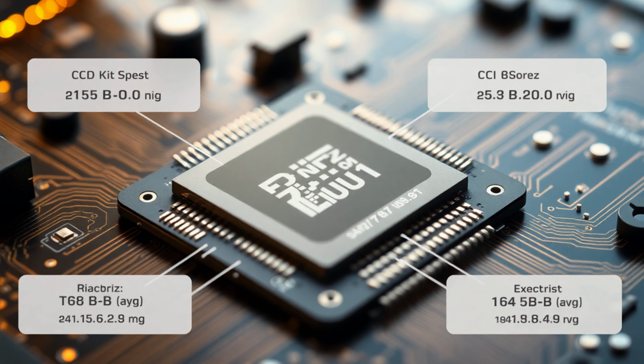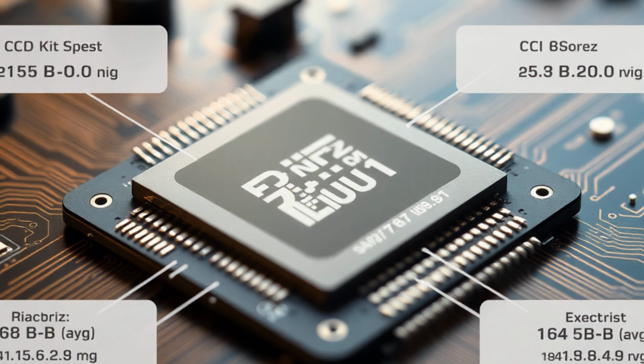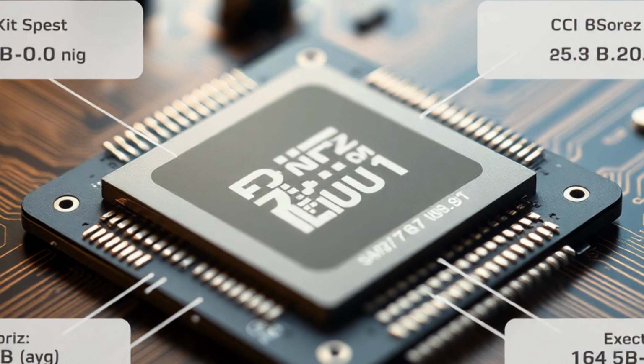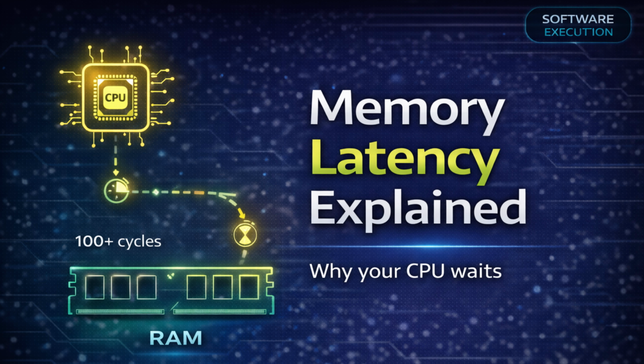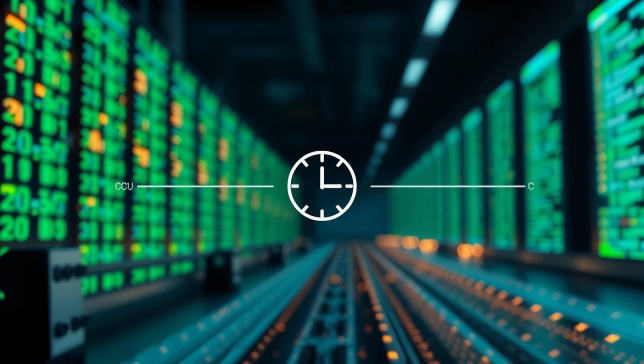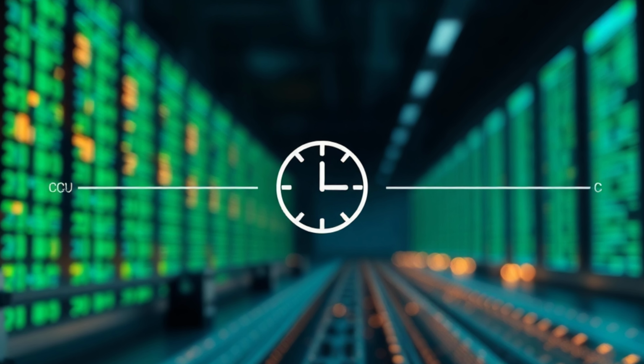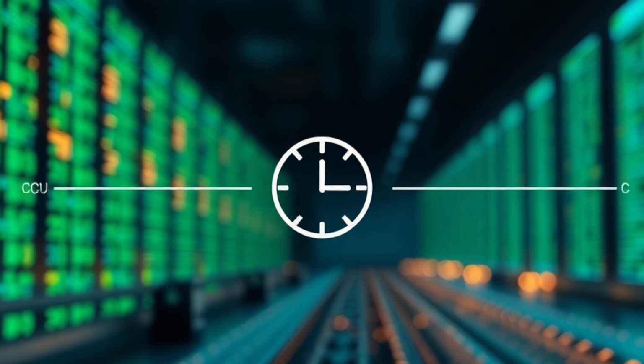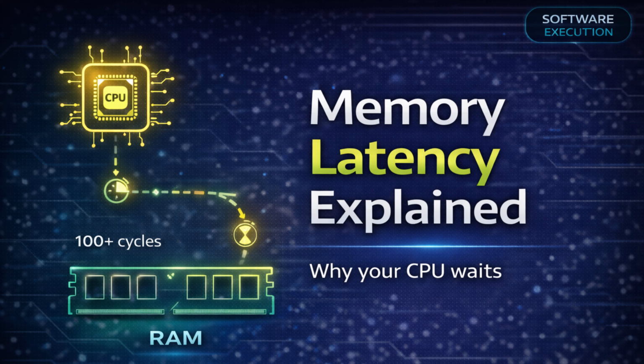When people talk about CPU performance, they often focus on clock speed, gigahertz, core counts, execution units. But in real systems, one of the biggest performance limits isn't how fast the CPU can compute. It's how long the CPU has to wait for data. That waiting time is called memory latency. In this video, we're going to explain what memory latency is, why it exists, how it affects software execution, how it differs from bandwidth, and why understanding latency is essential for writing high-performance code.